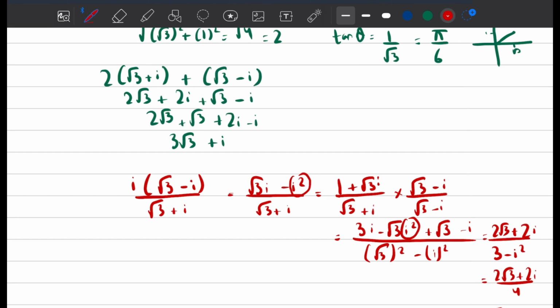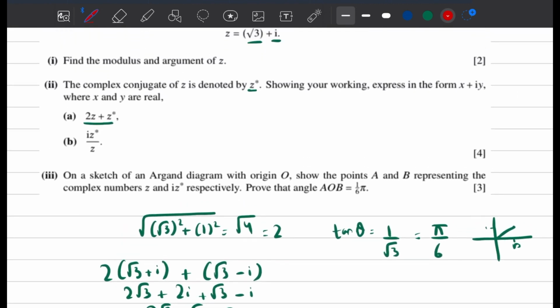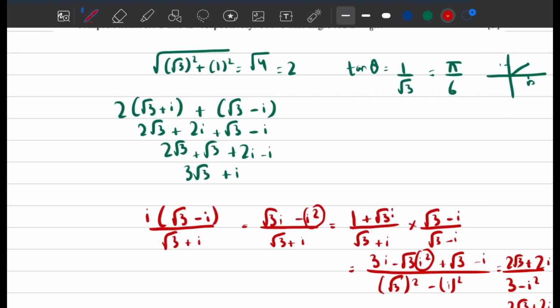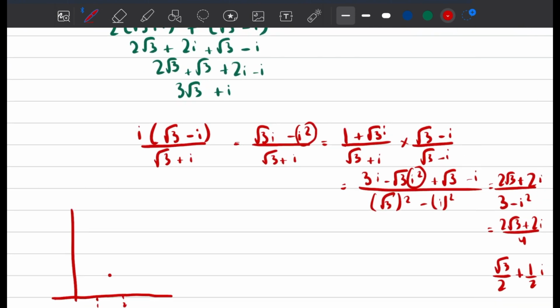2 iota. Got this? Then I'm supposed to sketch the diagram of points A and B representing complex numbers z and iz conjugate and prove that AOB is pi upon 6. So what's z? Under root 3 plus i. So it's going to lie... what's the value of under root 3? The value of under root 3 is 1.73, which is going to lie somewhat here. Right? So this is my point A.